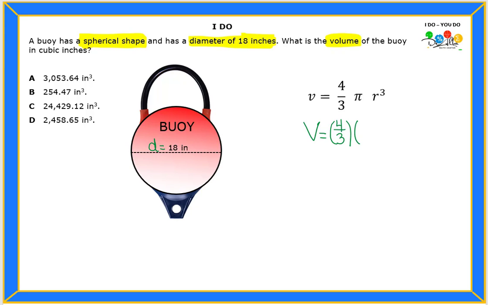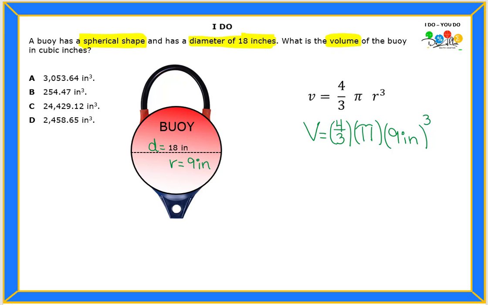The pi, I am going to bring down the pi. I'm not going to replace it with 3.14 or anything like that. And the radius, well, please don't write down 18. 18 is the diameter. The radius is only half of it. So the answer will be 9 inches. Okay, very important that we make the connection there. And of course, don't forget to raise it to the third power.